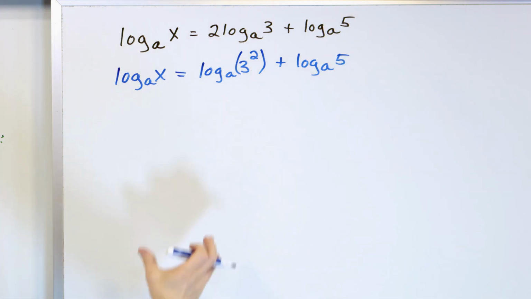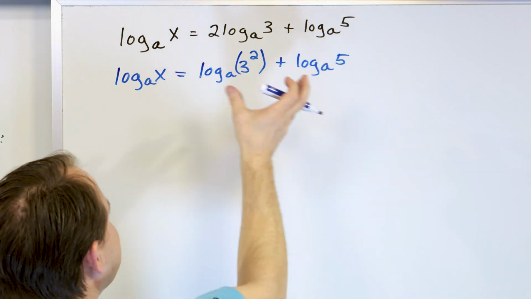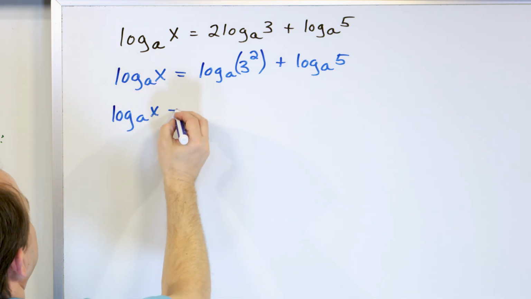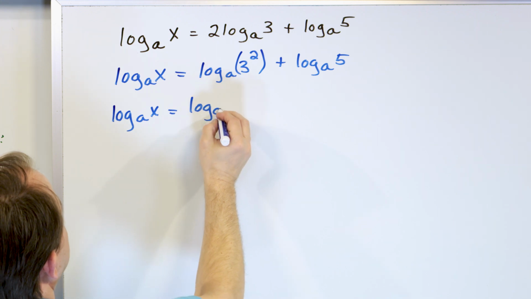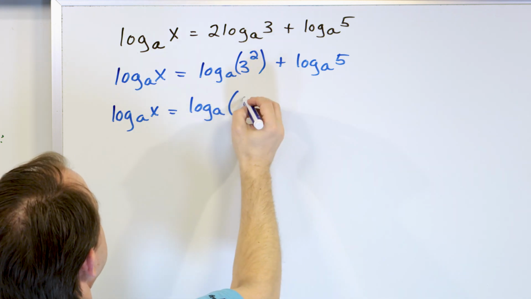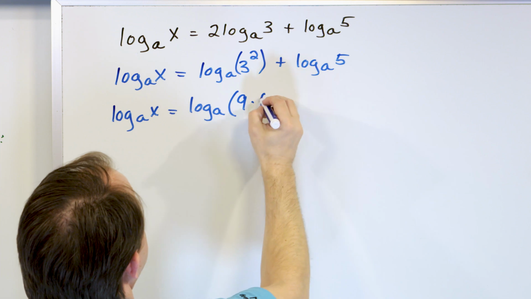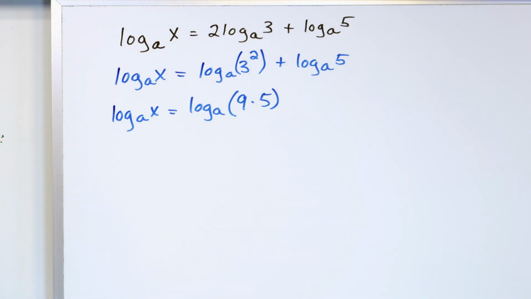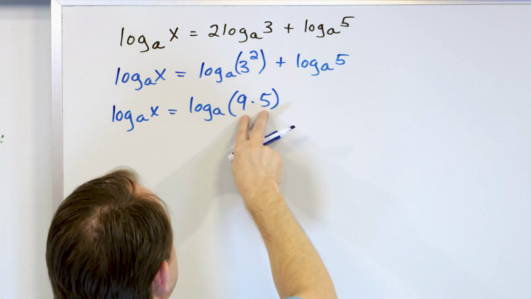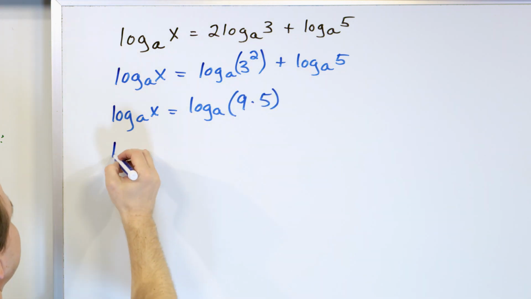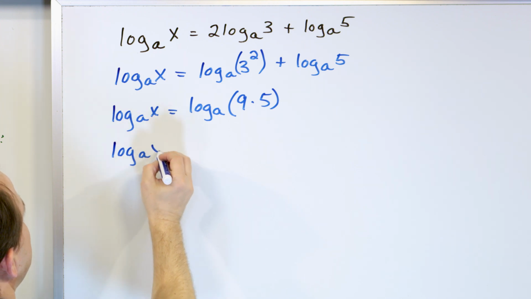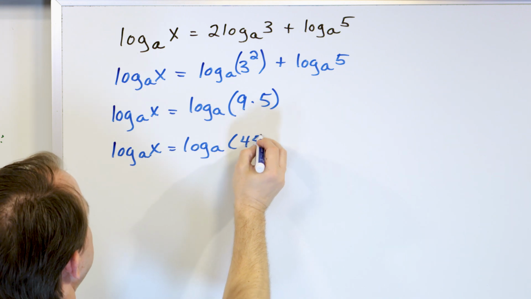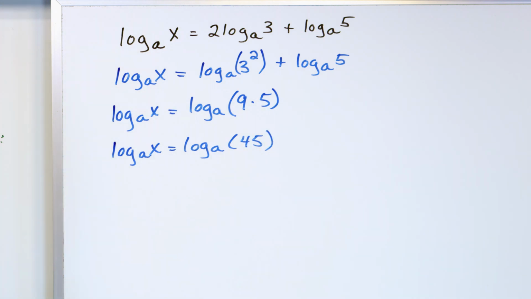So on the right-hand side, I have a logarithm plus a logarithm, and I can now combine those. Logarithm, base a of the number x, logarithm, base a of, 3 squared is 9, times the 5. So I'm basically multiplying inside, because multiplying on the inside of a logarithm becomes addition of logarithms. So when I continue, I have log base a of 45. And now you see exactly what the solution of the equation is.